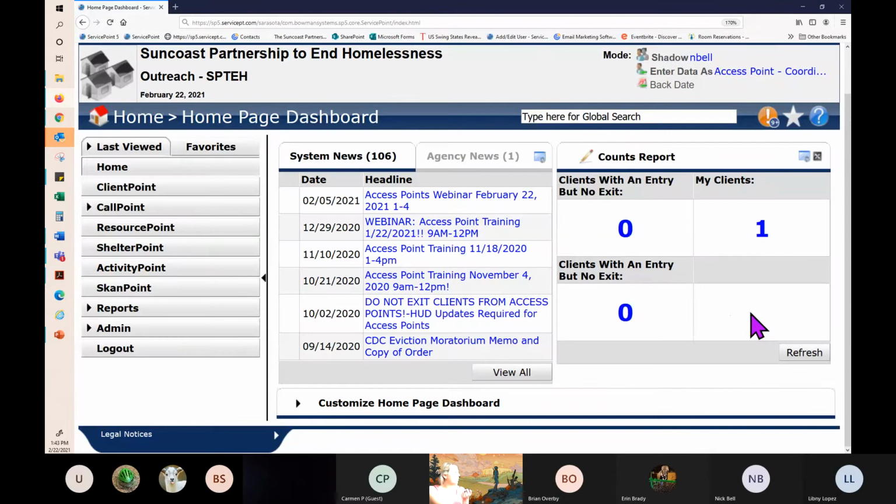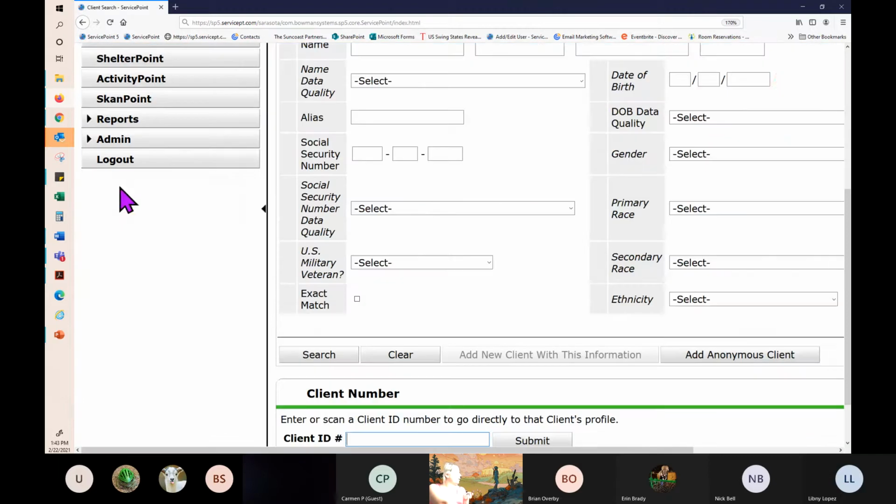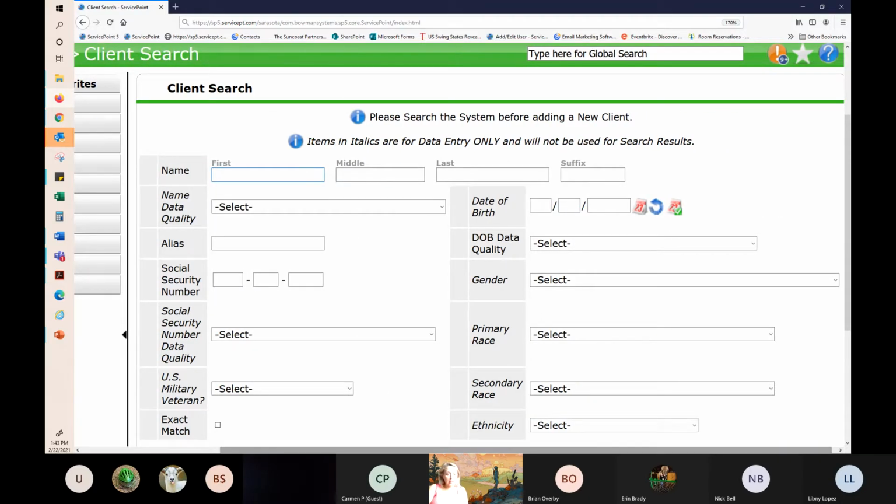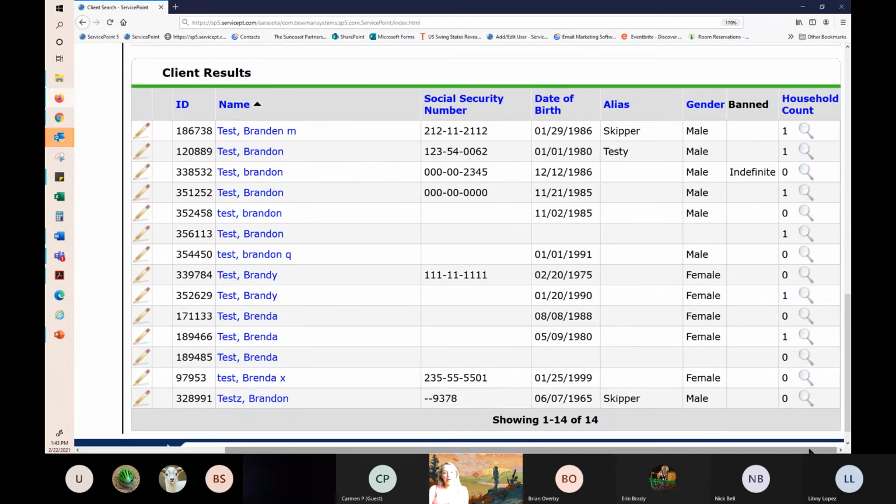So from here, we're going to access point EDA. We don't typically backdate because your coordinated entry intakes should be done live and with the client. The first thing we want to do is client point, and we always search for our client. As you all know, we have many clients in the system, and a lot of clients that have a history of homelessness will already exist in our system. So we're going to do Brandon Test. Good old Brandon Test today. And we search for Brandon here.